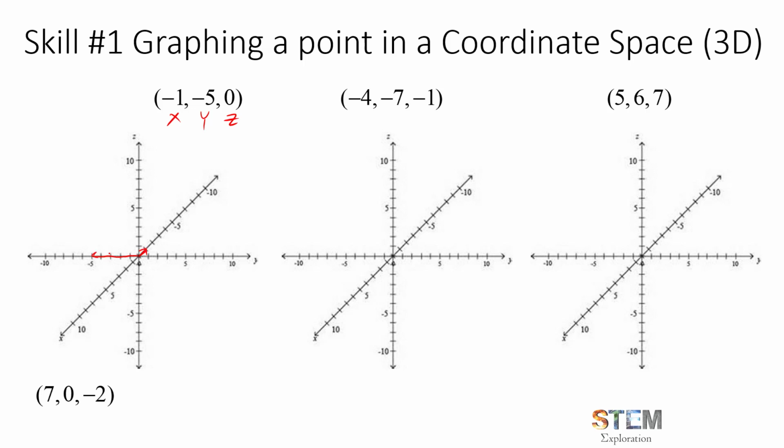So I'm going to create a little parallelogram here. I'm going to make a line parallel to the x-axis that is the same length as this segment here, and then parallel to the y-axis, the same length as this segment here. I don't expect perfection, but I expect it to look sort of like a parallelogram. Then I'm going to highlight this point here, and this point represents (-1, -5, 0).